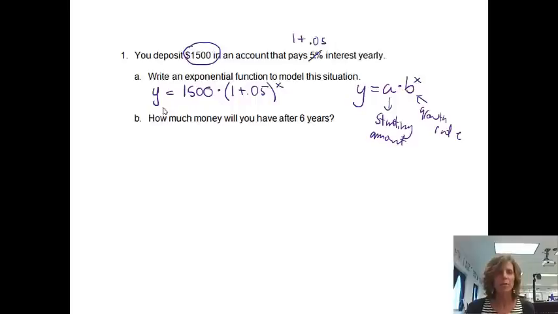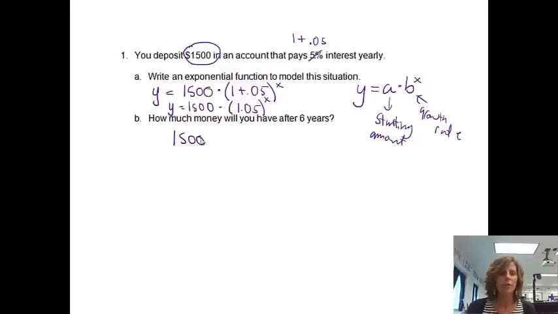Okay, I'm going to rewrite that though, so this will actually be y equals 1,500 times, if I add the 1 and the 0.05 together, I'll get 1.05 to the x. And notice we want it to grow, so that number needs to be bigger than 1, and it is. So that's my equation. And then it says, how much money will you have after 6 years?